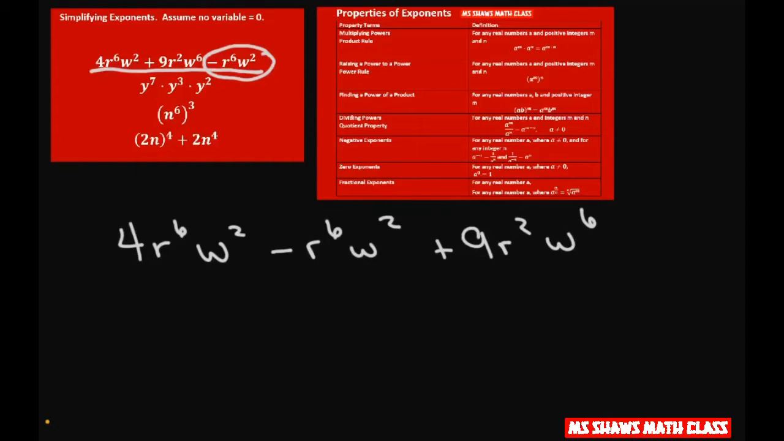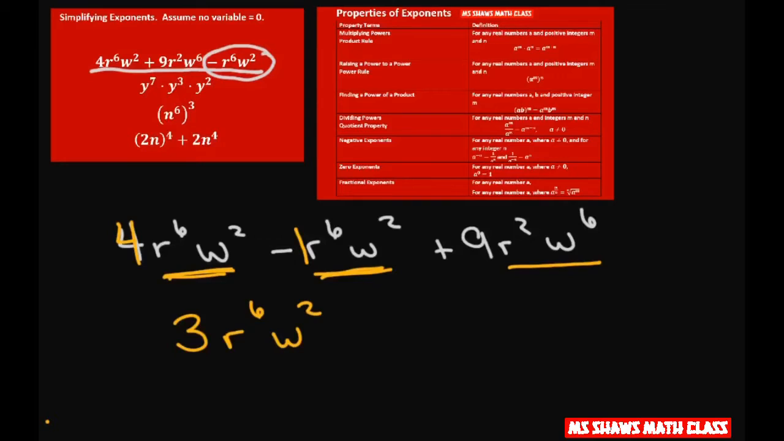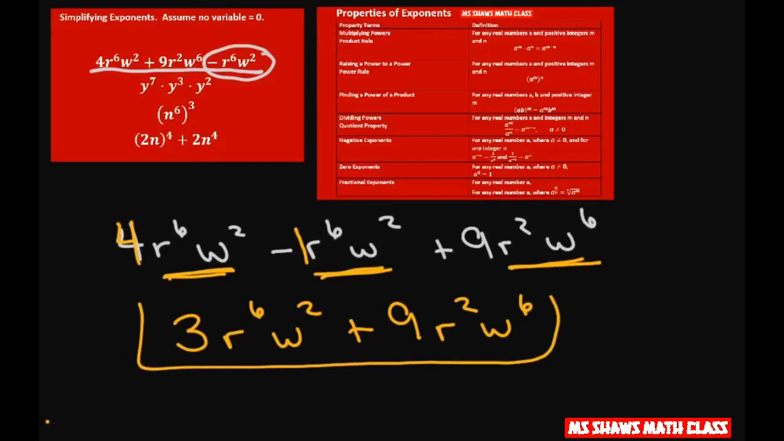And I'm thinking on this problem, what they're wanting you to do is recognize that this one is different than those two. These two are the same, so we can combine them. So this is like saying 4 of these minus 1 of these is 3 of these. And these happen to be r to the 6w squared. And then we still have 9 of those, r squared w to the 6th. So that would be it for that one. Just recognizing your like terms.